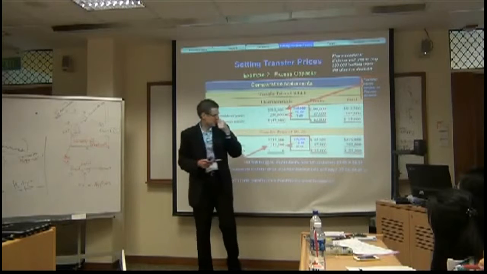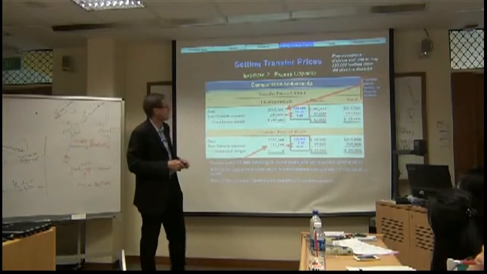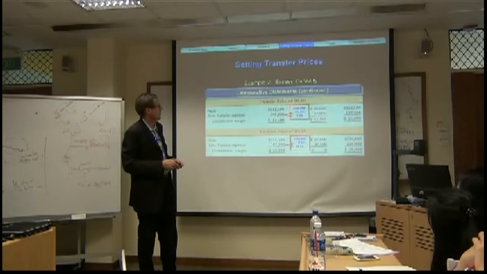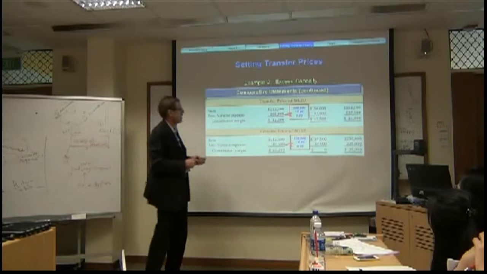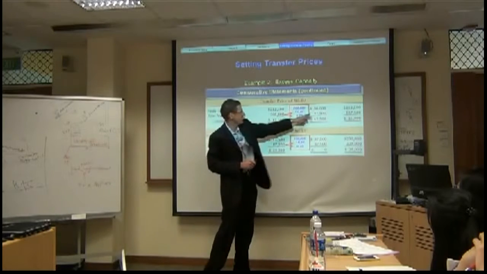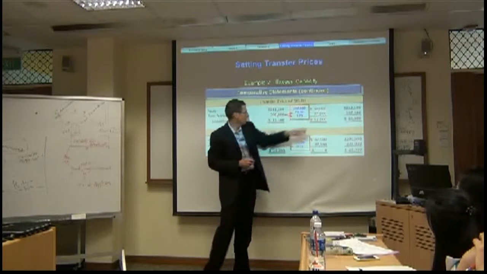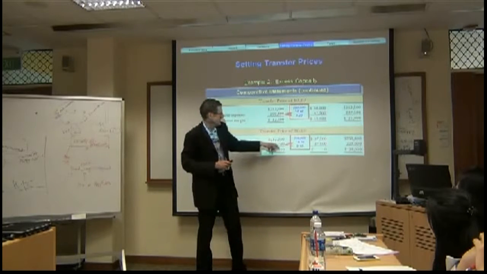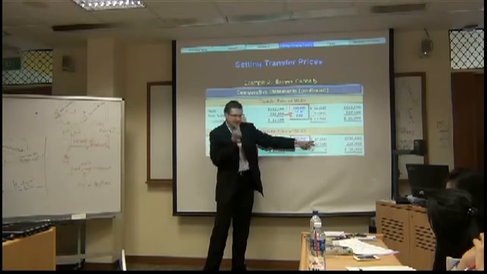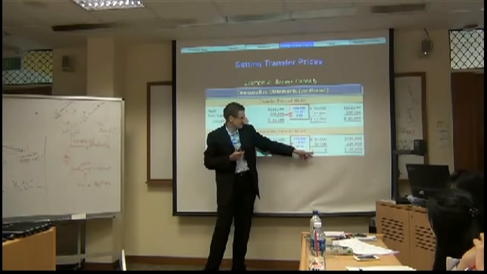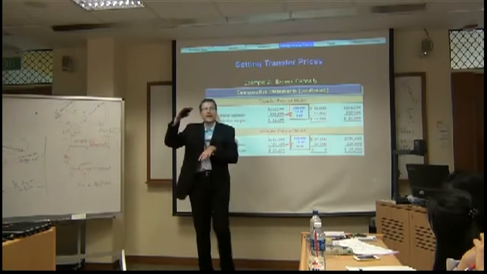Okay. All right. What about 20 cents? Oh, now they only have to transfer 50,000. What about 15 cents? 37,500. Guess what? Plastics division makes zero money. Okay. So you can see the range.